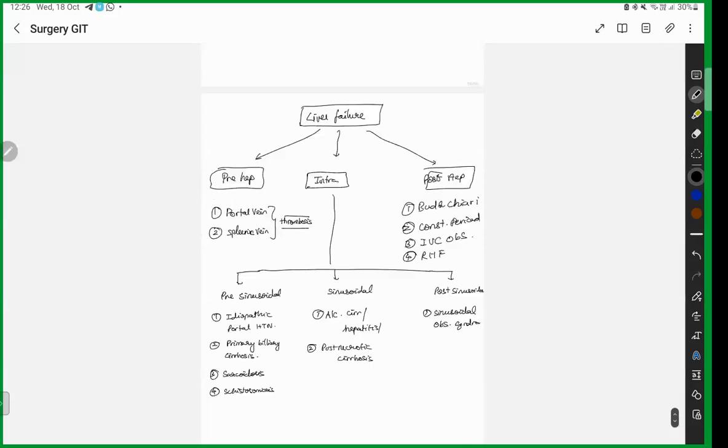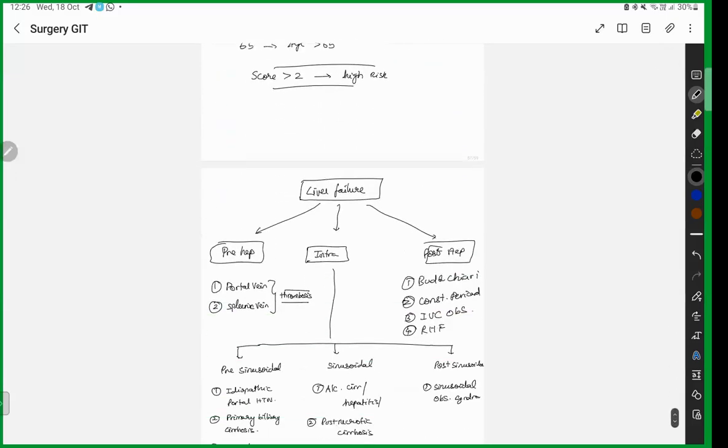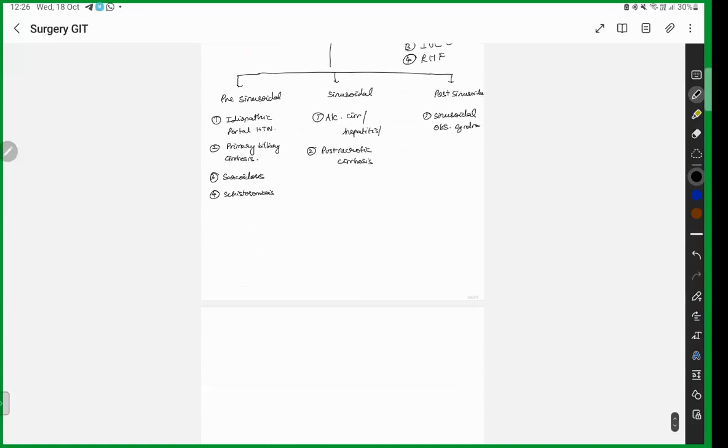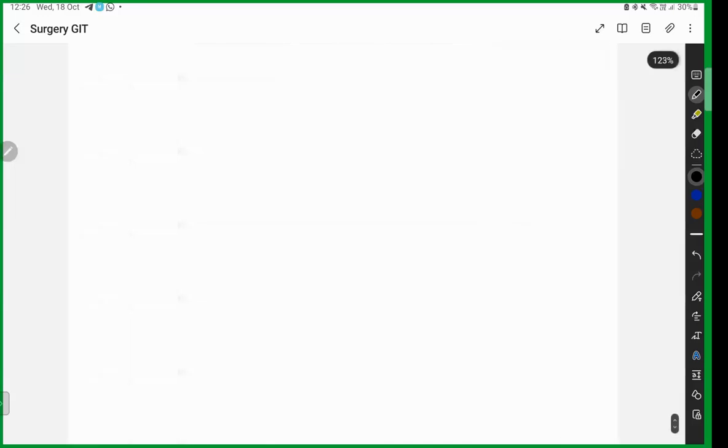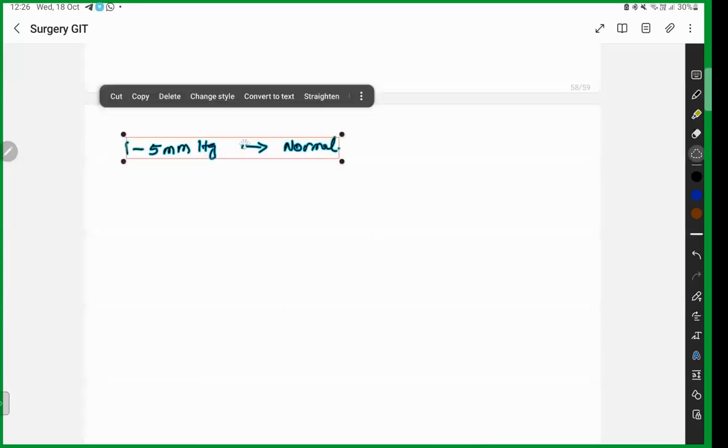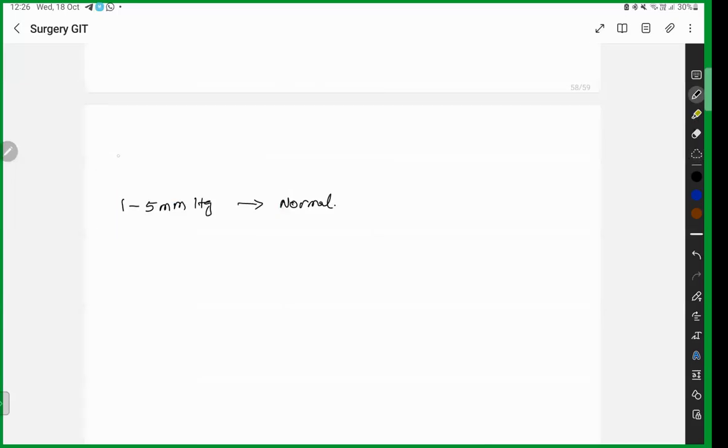Okay, so now we have discussed the AIM 65 criteria. Then we have discussed the prognostic value of HVPG in patients with chronic liver disease. So what is the significance? If it is 1 to 5 millimeter of mercury, this is normal. We are going to discuss the HVPG values. When it is 6 to 10 millimeter of mercury, it is preclinical sinusoidal portal hypertension.